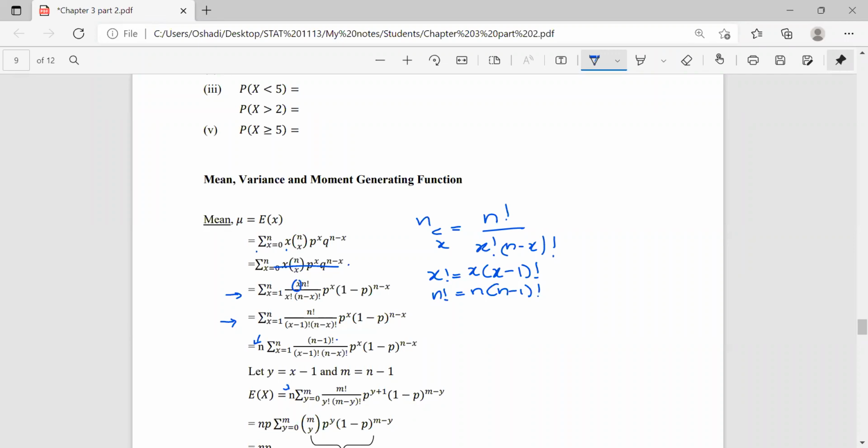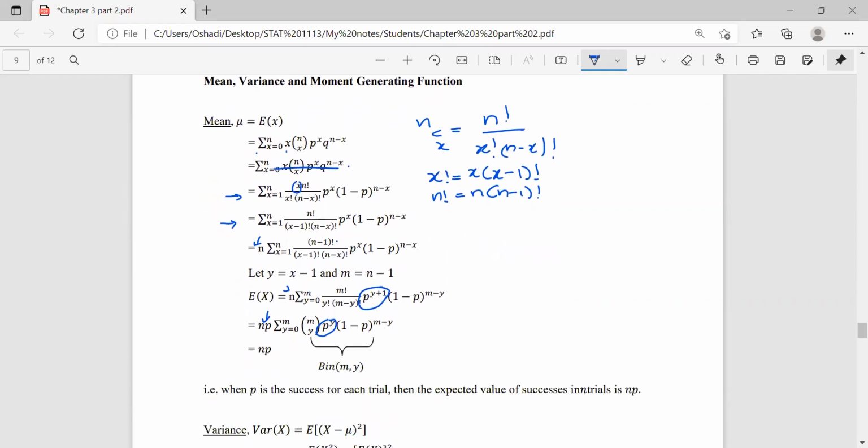So now we can take, here there is p to the power y minus 1. So we can take one p out. Then the remaining part is p to the power y. Okay.